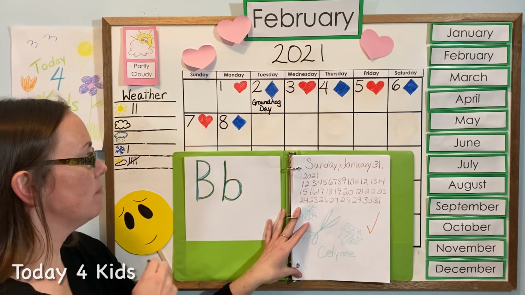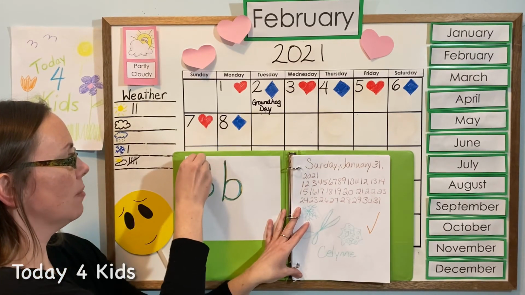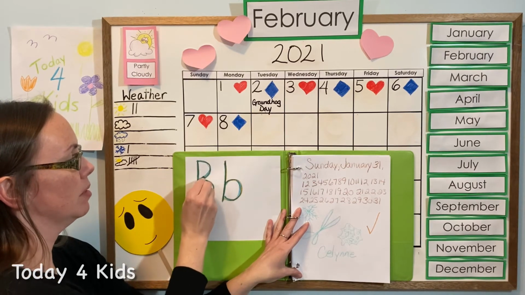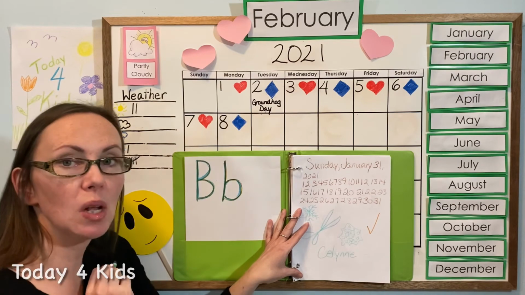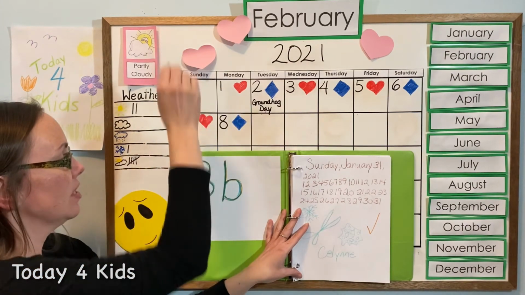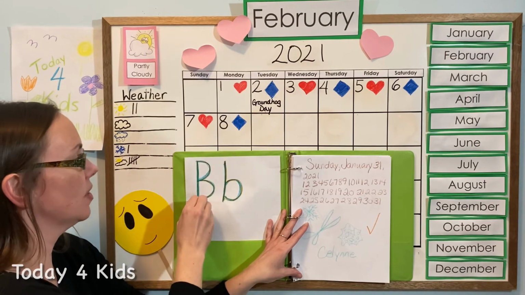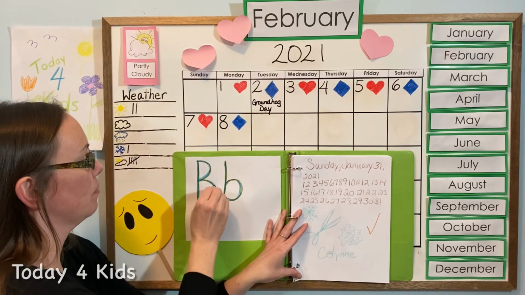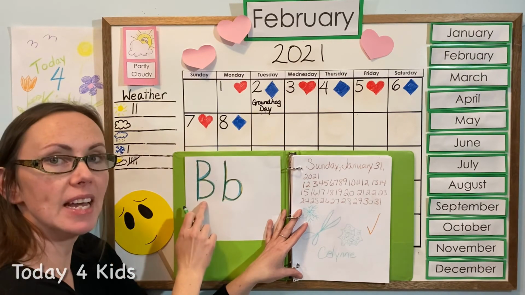So we're going to make the B. We're going to start up at the top and we're going to go straight down. And then we're going to make 2 bumps. Bump, bump. Did you follow along on your paper or in the air? Let's try it together, okay? Start up at the top and make one line down and then make your bumps out like this. So big bumps, boop, boop. And that is an uppercase B.